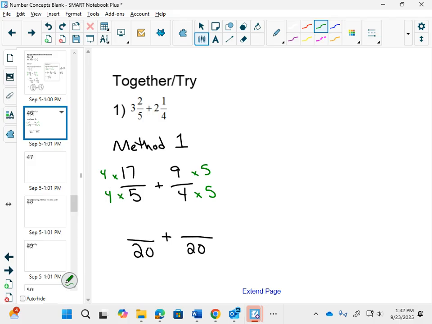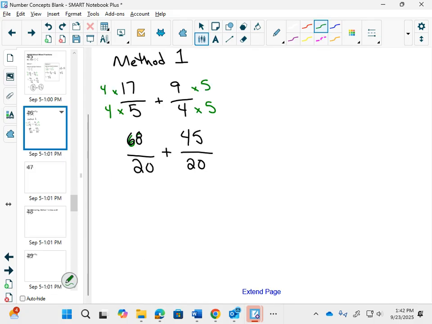And what do we get? 68. 9 times 5, that one I would expect you to be able to do. 45. 68 plus 45 is 113 over 20.